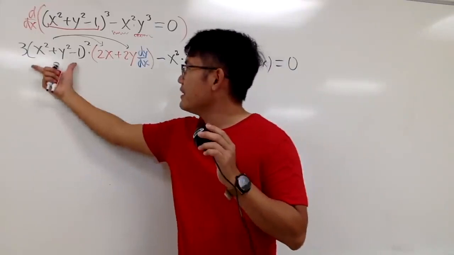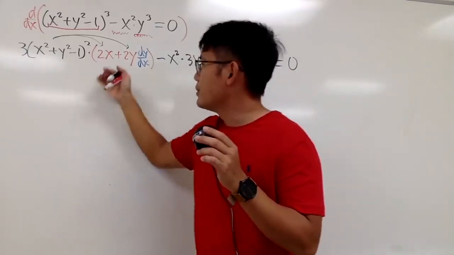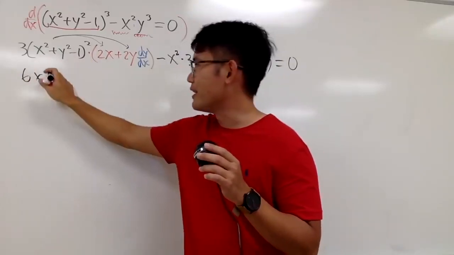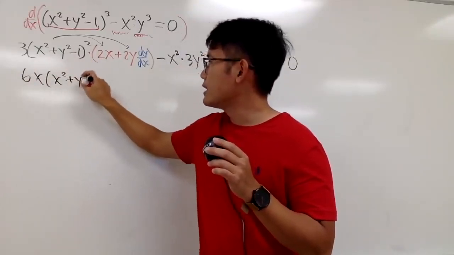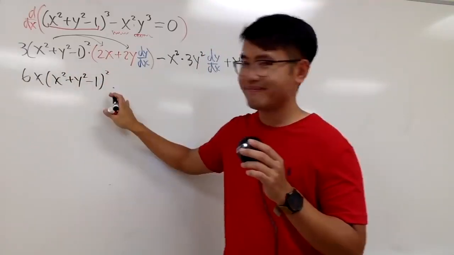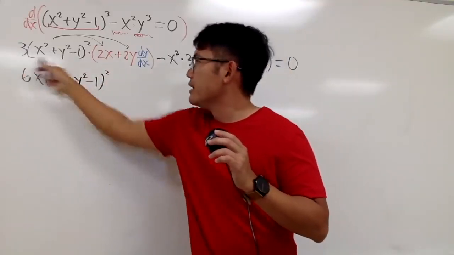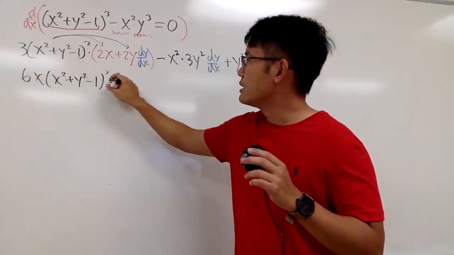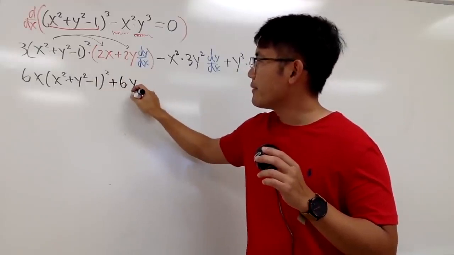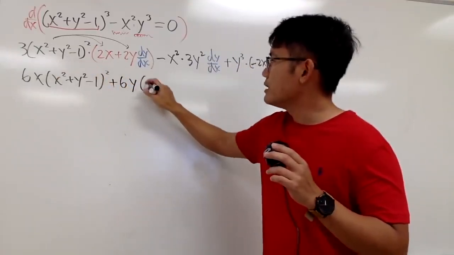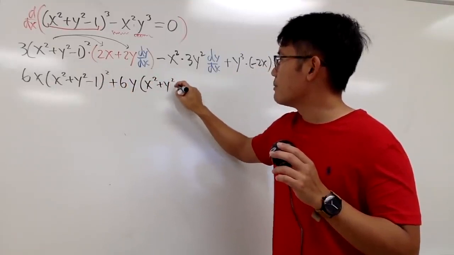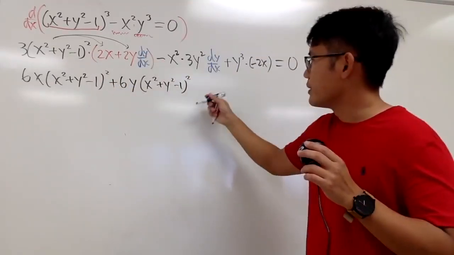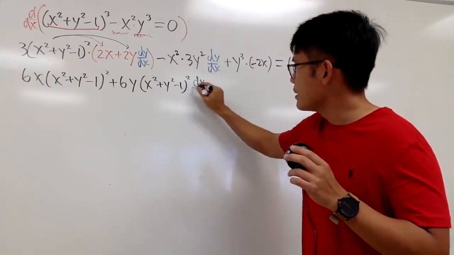Here we go. Take this times 2x. 3 times 2, that's 6, and then we put on the x, and this thing stays, so I'll just write down parentheses x squared plus y squared minus 1, and then square. Next, we take this times 2y dy dx. So 3 times 2 is positive 6, and then we have the y. I will put this down first, so parentheses x squared plus y squared minus 1 square, and I'll put down the dy dx right here. So here is the dy dx, I'll just write it down.